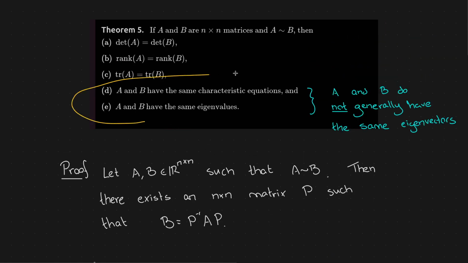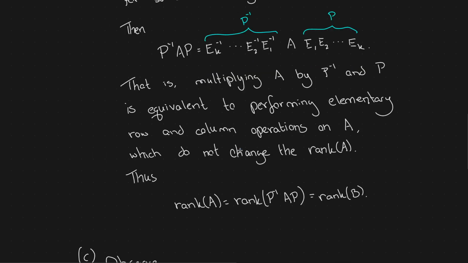Now, let's do part D and E. We're going to do them at the same time, because if two matrices have the same characteristic equations, then the solutions to those equations must be the same also. If you have the same equation, you have the same solutions. And the solutions are the eigenvalues, right?